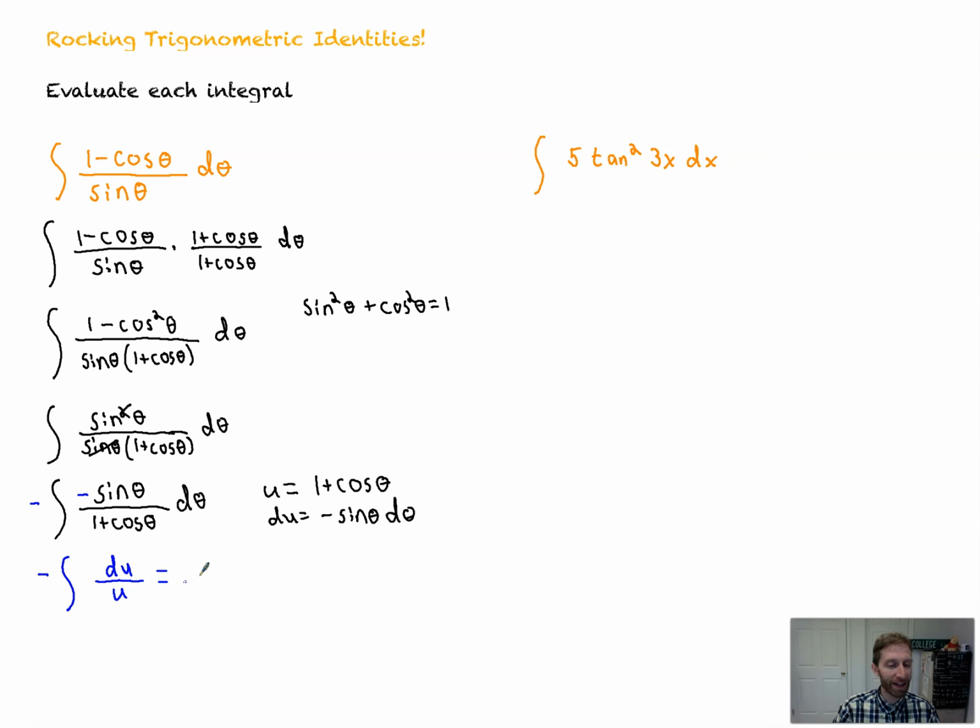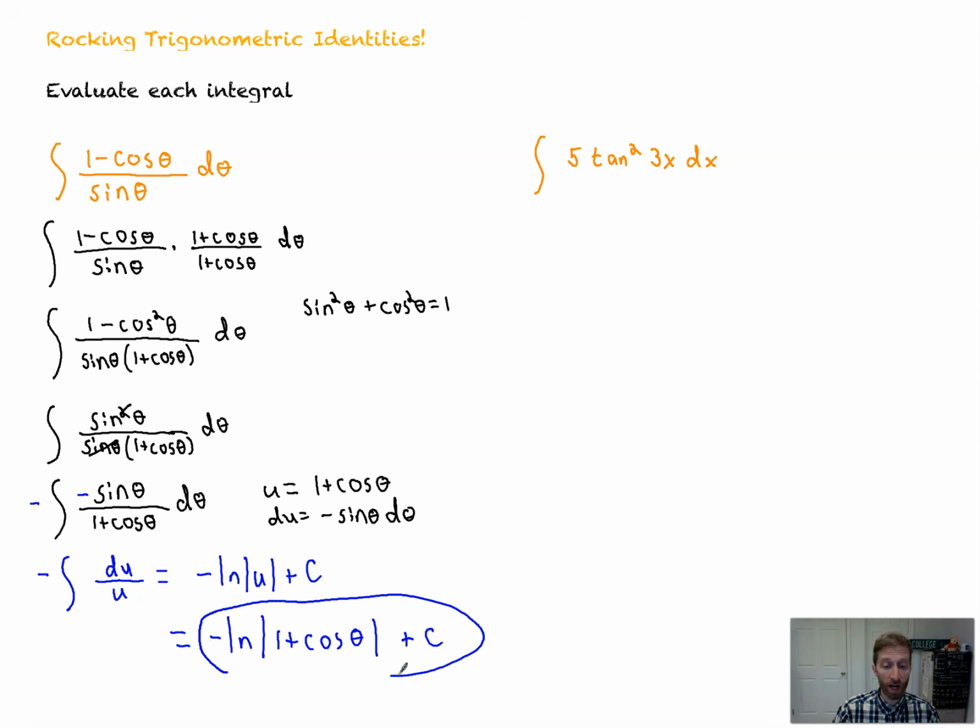What? Typical old ln. So that's going to be minus the ln of the absolute value of u plus c, which simplifies to minus the ln of the absolute value of 1 plus cosine theta. When you differentiate this to check your answer, you're going to end up back, well, here, sine theta over 1 plus cosine theta. If you multiplied that top and bottom by 1 minus cosine theta, you could actually end up back here. So they are equivalent. A very neat manipulation.